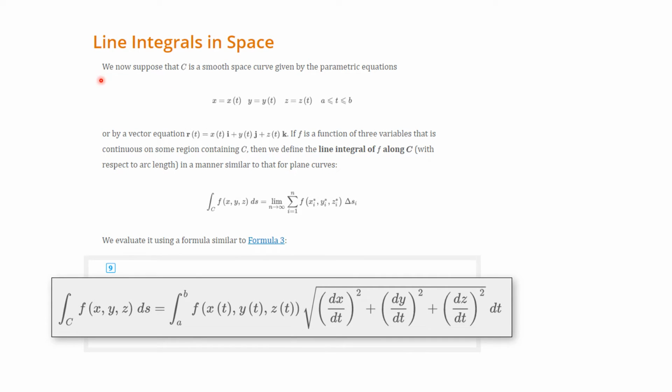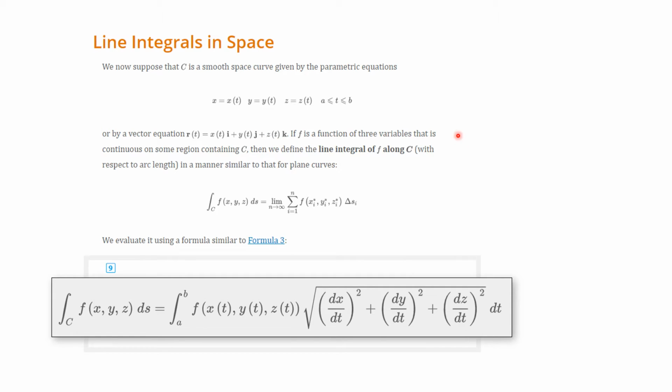Line integrals in space. Suppose we have C being a smooth space curve given by this parametric set of equations: x is equal to x of t, y is y of t, z is z of t, and t ranges from a to b. Or equivalently, by the vector equation, r of t is equal to x of t in the i direction plus y of t in the j direction plus z of t in the k direction.